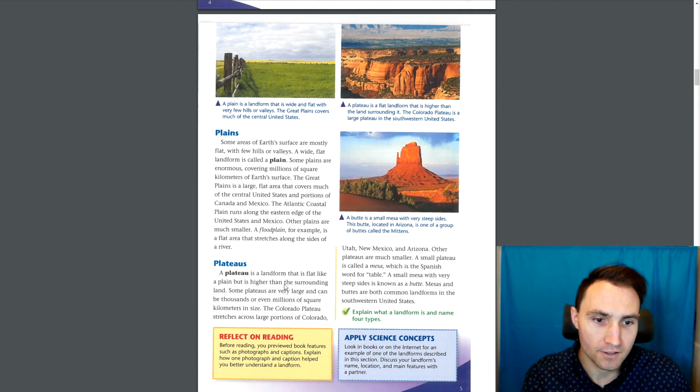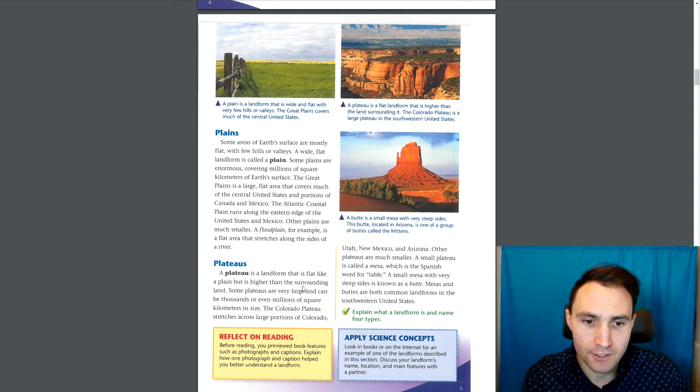And then let's look at a plateau. What is a plateau? A plateau is a landform that is flat like a plain, but is higher than the surrounding land. Some plateaus are very large and can be thousands or even millions of square kilometers in size. The Colorado Plateau stretches across large portions of Colorado, Utah, New Mexico, and Arizona. Hey, maybe some of you guys have been there. Other plateaus are much smaller.